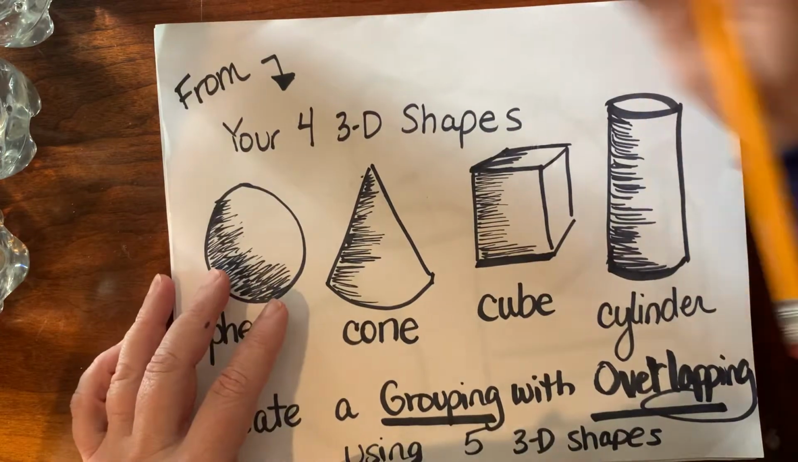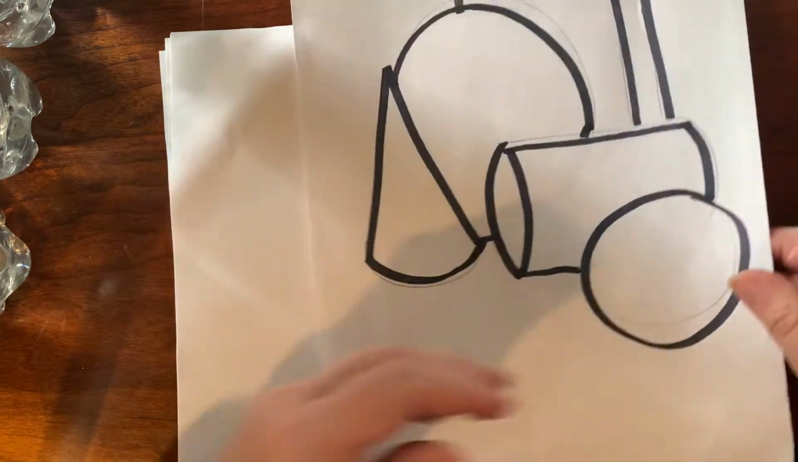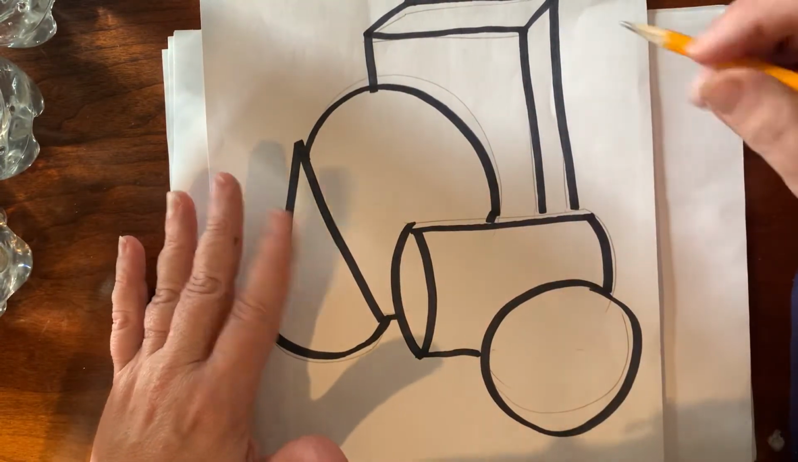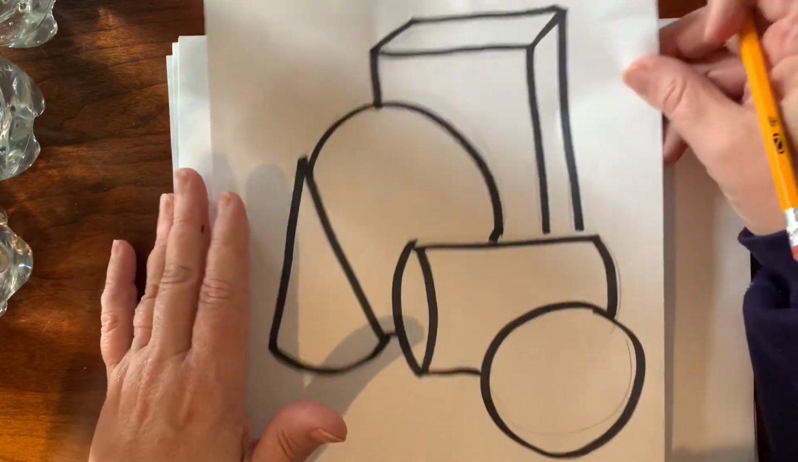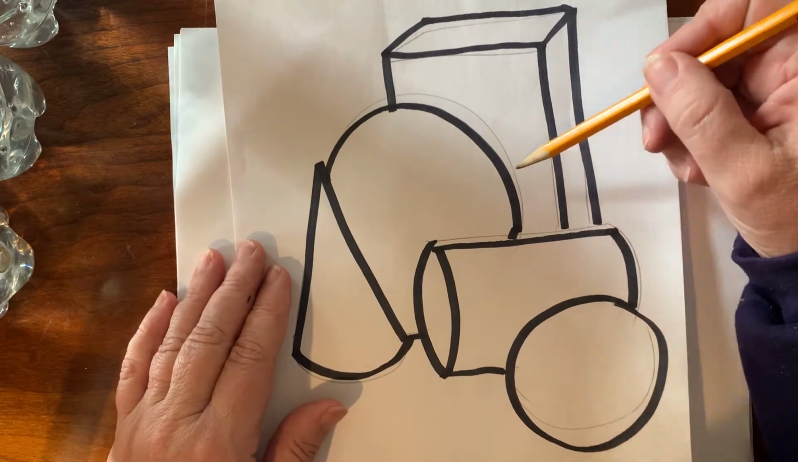I wasn't sure if you knew what a grouping was, but a grouping is like if you had one shape in front of another shape and you can't see through it. They're not transparent. So there they are right there. That's kind of a grouping. I don't want yours in marker, but I wanted to show you what one was.